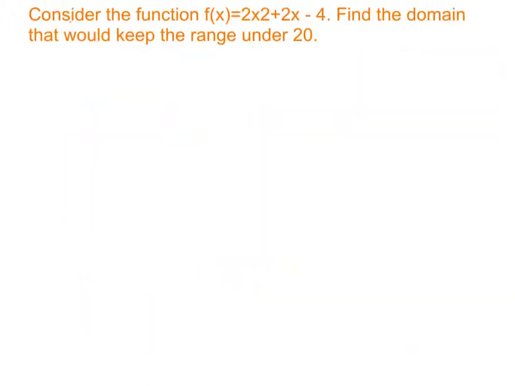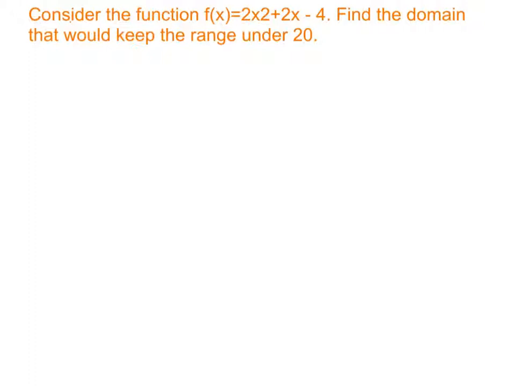We're being asked to consider the function f of x equals 2x squared plus 2x minus 4. And they want us to find a domain that would keep the range under 20. Now, when we look at that, they're talking about domain and range. I have to remind myself of what those things are. So first of all, domain is dealing with all our possible values of x. Range is dealing with all our possible values of y.